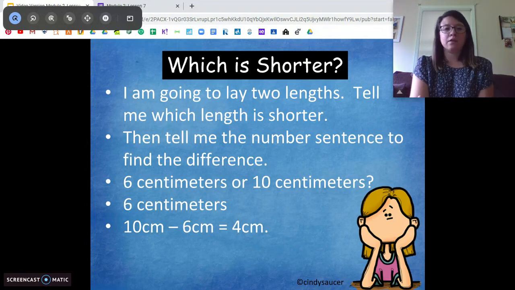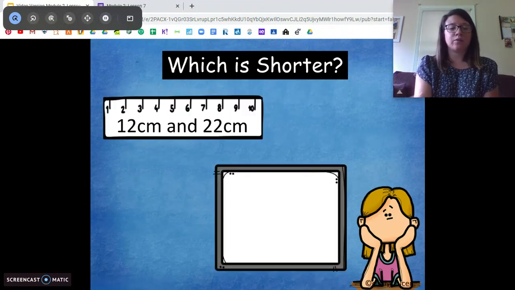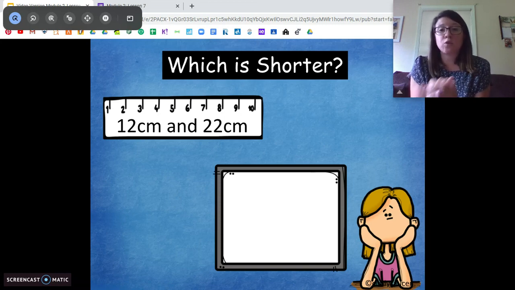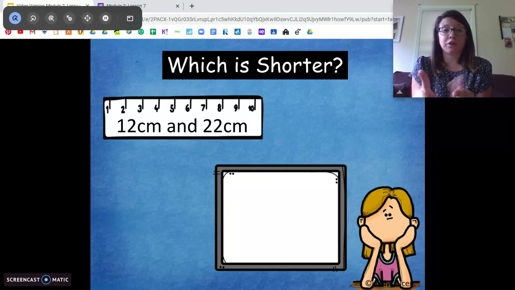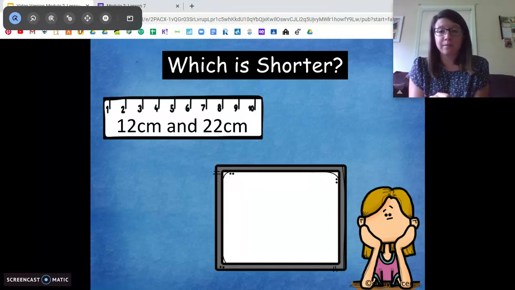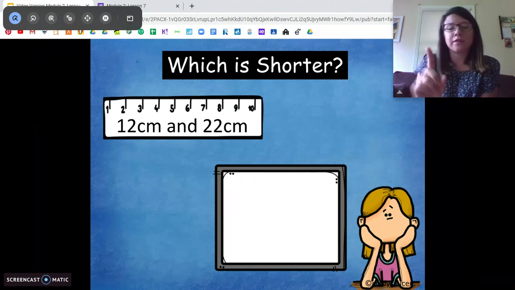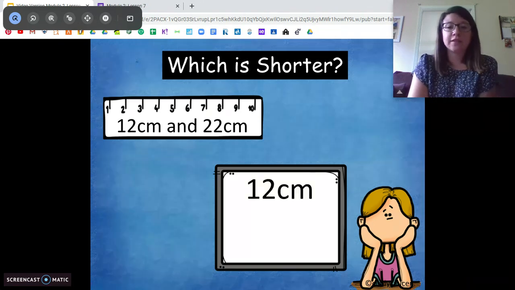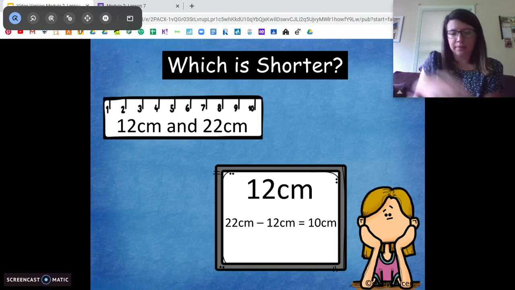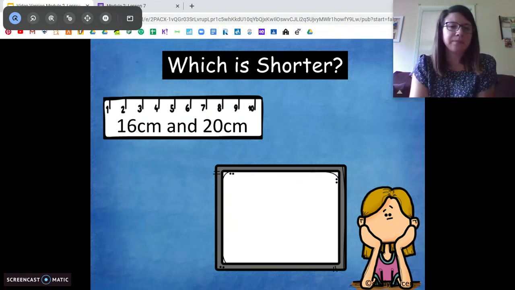All right. So here are the two lengths for the first one: 12 centimeters and 22 centimeters. Pause the video, tell me which one's shorter, and then write a subtraction sentence to tell the difference. Unpause when you're ready. Ready? Okay, step one, which one is shorter? 12 centimeters, good. And our subtraction sentence is 22 centimeters minus 12 centimeters equals 10 centimeters. Very good.